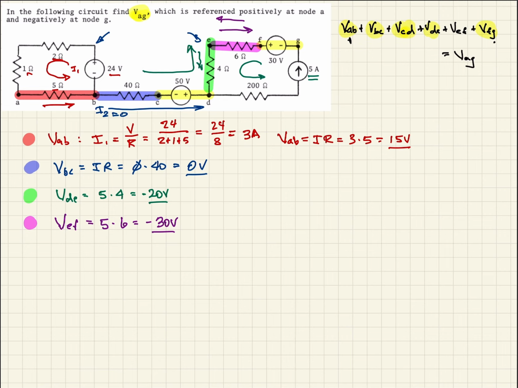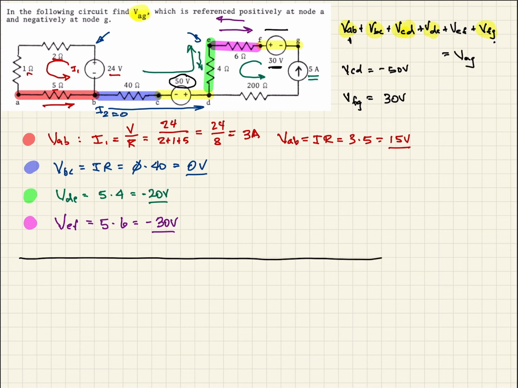Okay, and just to make sure we notate this, VCD, which we already knew, just has a voltage source here, right here. We see that it is negative. We hit the negative sign first, so it's negative 50 volts. And then finally, VFG, we have 30 volts. We hit the plus sign first, so that's 30 volts. So now we should be able to finish our calculation.